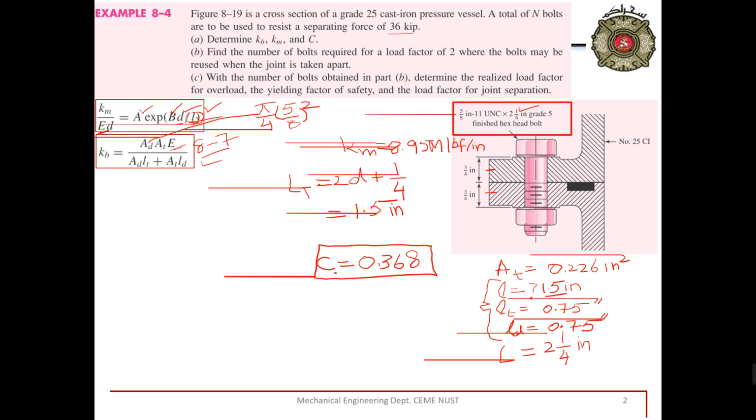What does it show? C is the ratio of load supported by bolt and members. 36.8% of external load is supported by the bolt, and the remaining 63.2% of external load is supported by the members. This is the end of part 1. We have calculated Kb, Km and C. Now I will pause the video, clean up the mess and resume the video again.